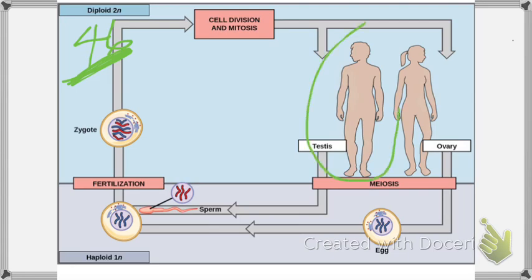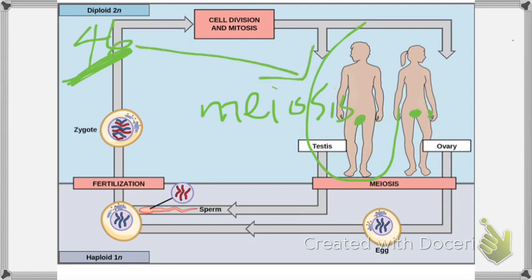But inside the testis and the ovaries of your parents, or any boy or any girl, there will always be a haploid number. What does that mean? Meiosis occurs, and what meiosis will do is reduce this 46 down to 23. So 23 would be in one sperm, and 23 will be in one oocyte, or ovum, or egg. So 23 will be in the egg, 23 will be in the sperm.